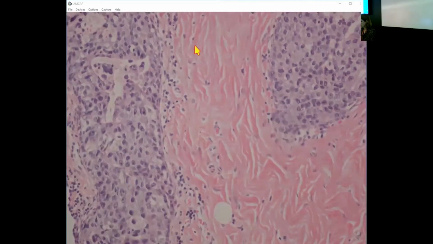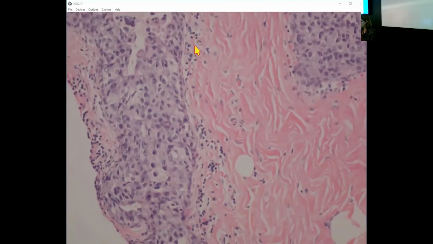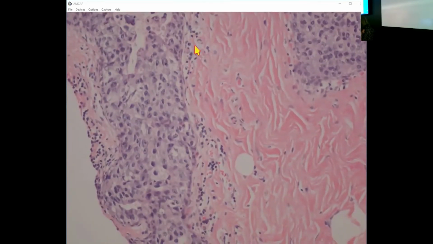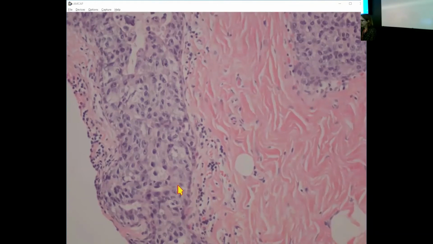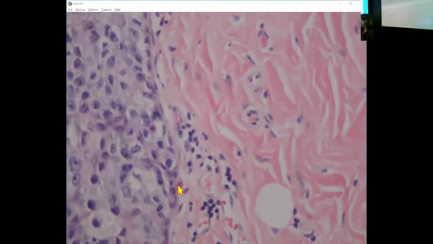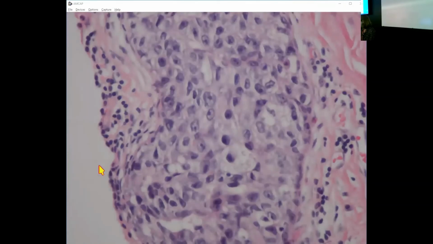So this is just one of those difficult cases. As you start to look, there is some significant nuclear atypia. Let me get it more on the screen. These are some pretty big nuclei here. So once you go on high power and you can see it, you're like, well, on the track of DCIS.